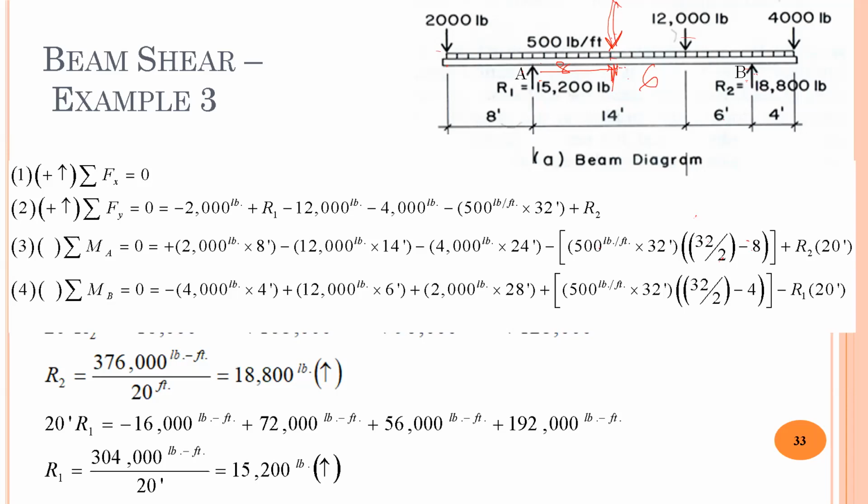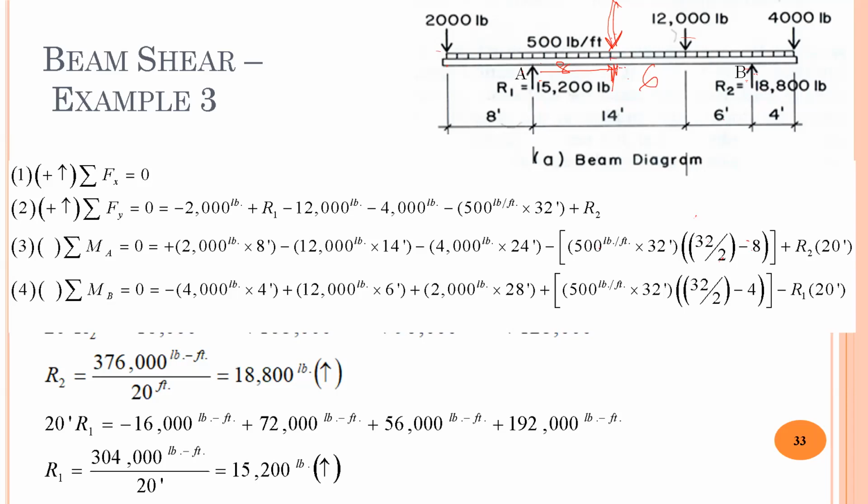So where's the 4,000? The 4,000 is coming from this end, and what's the distance? It's 4 here, and it is minus because it is clockwise. So it's 4,000 times 4 plus, which other load do you have? The 12, and the 12 is acting 6 from it, and it is positive, so it's 12 times 6. All right, the next one now would be the 2,000. What is that distance now?